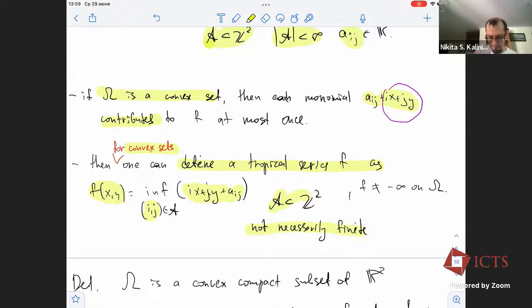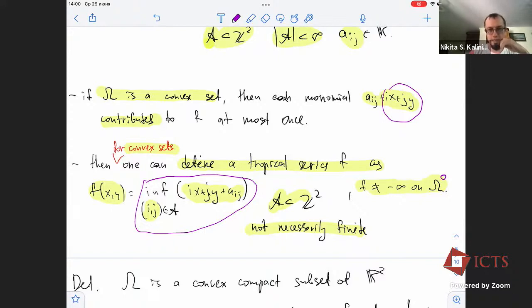And also we require that f is not minus infinity on omega. So for convex omega, the equivalent definition, one can prove it. The equivalent definition is as follows. A tropical series is a continuous function on omega, which is finite. So let's say here it's interior, and which is just the infimum of a number of tropical monomials, maybe an infinite number of monomials.